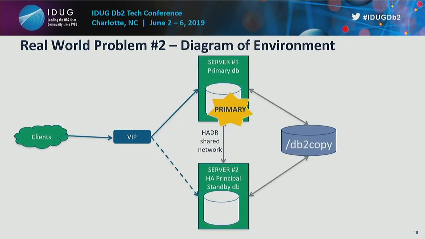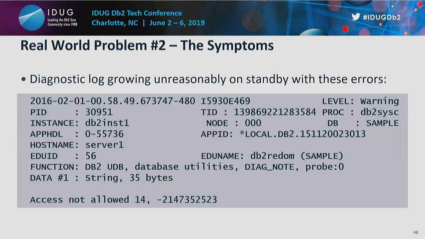So this is generally what it looked like. We have a primary and a standby, same data center. There's a shared file system, and clients were coming in with a virtual IP address. The way I noticed this problem is on the standby, I started seeing these messages in the db2 diagnostic log. I always change database names and IP addresses, but nothing else. All it would say is access not allowed with this weird message. And so I'm like, why are my diagnostic logs on my standbys growing so much?